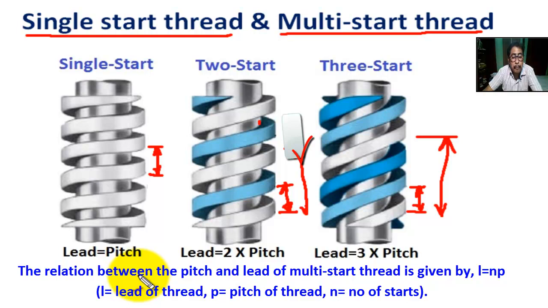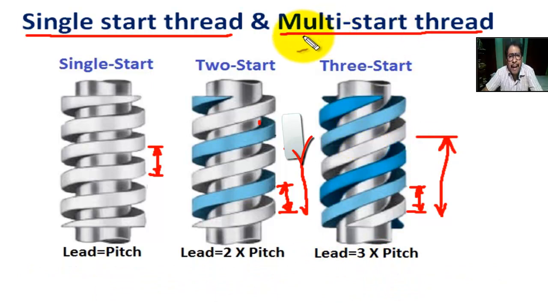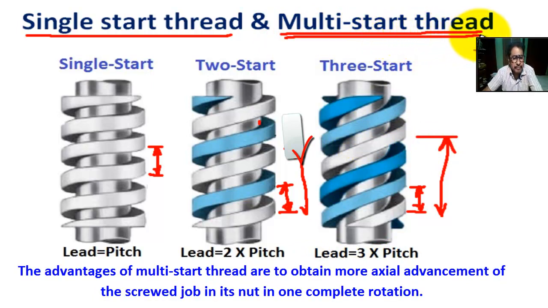The relation between the pitch and lead of a multi-start thread is given by L equal to NP. L equal to lead of the thread, P equal to pitch of the thread, and N equal to number of starts. Now, what are the advantages of multi-start threads? The advantage is to obtain more axial advancement of the screwed job in the nut in one complete rotation.